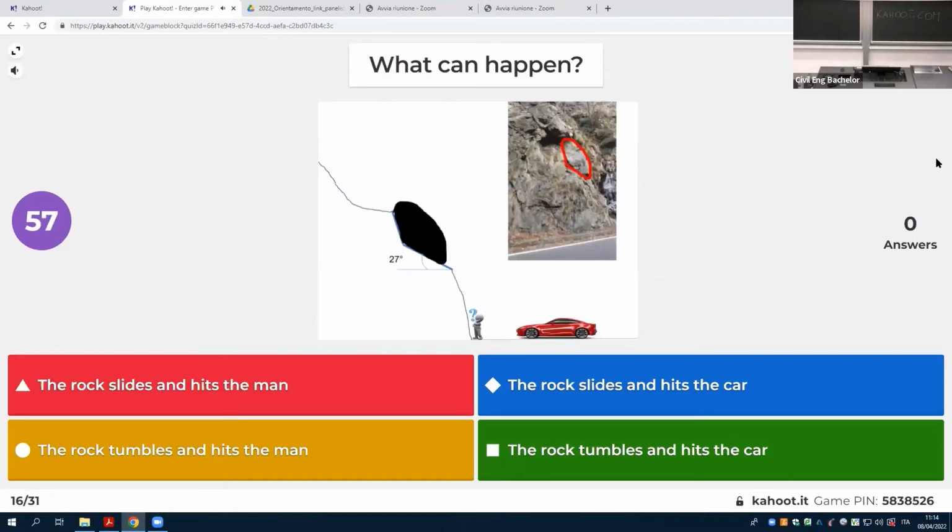The rock slides and hits the man. The rock slides and hits the car. The rock tumbles and hits the man. The rock tumbles and hits the car. What do you think is the correct one? The question is, I want to know whether it slides or tumbles, and in both cases, whether it hits the man or the car.